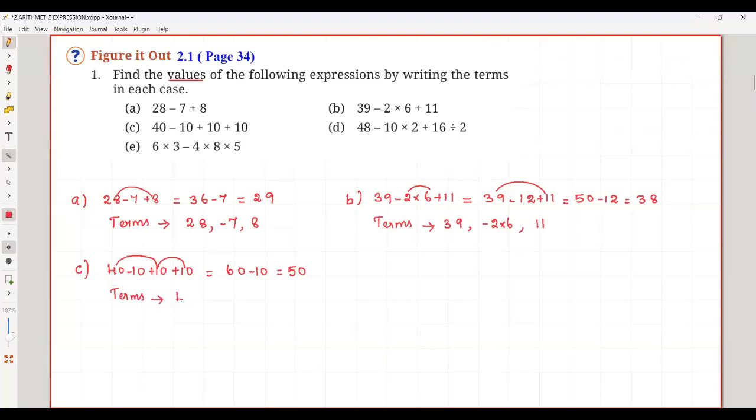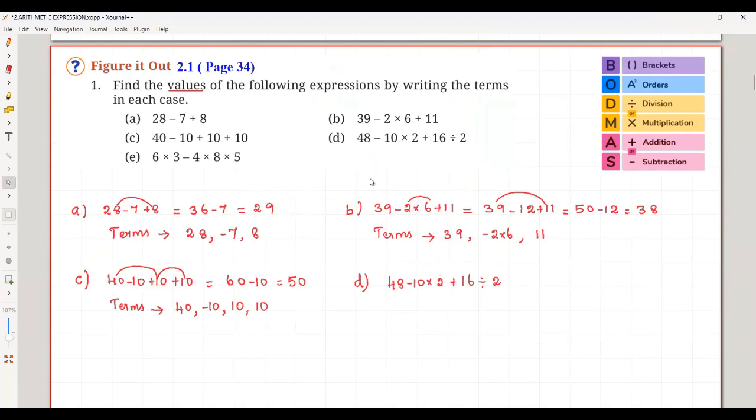Okay, the terms are 40 is one term, minus 10 is another term, 10 is another term, 10 is another term. So in total we have 4 terms. Now D1: 48 minus 10 into 2 plus 16 divided by 2. So I have to go with the BODMAS rule.